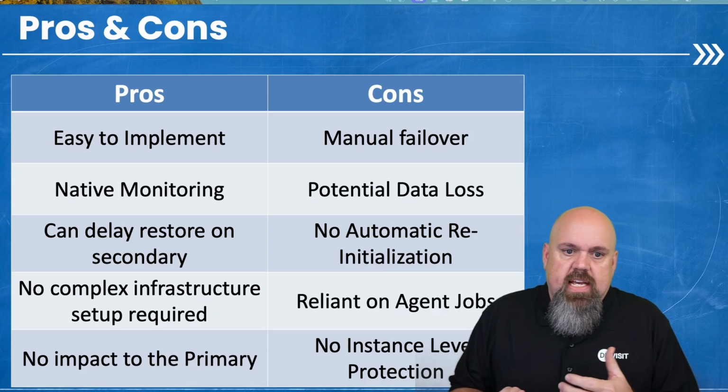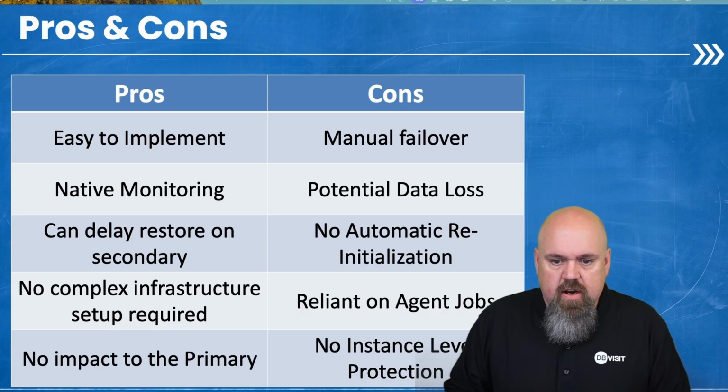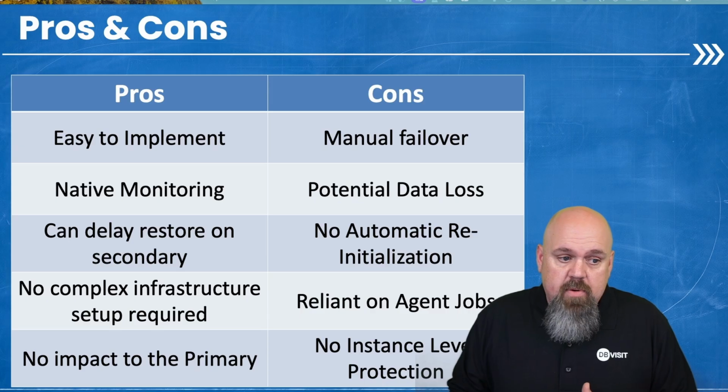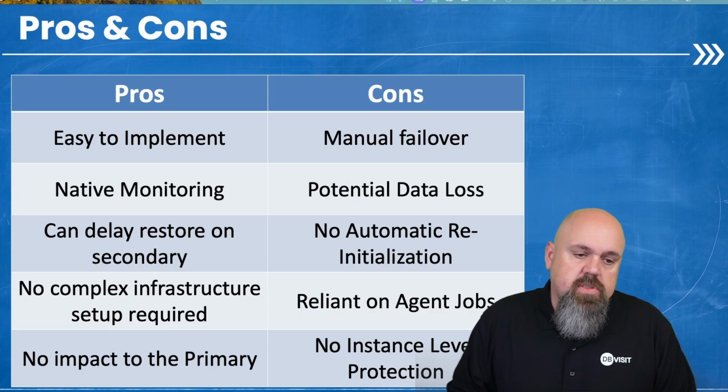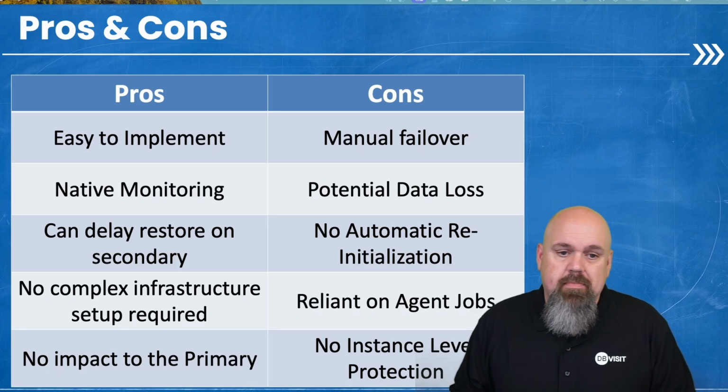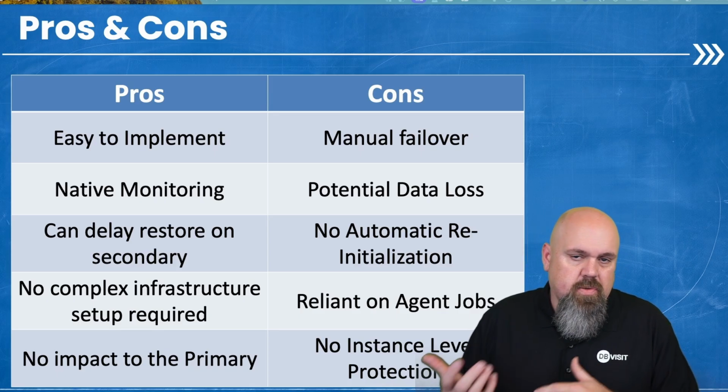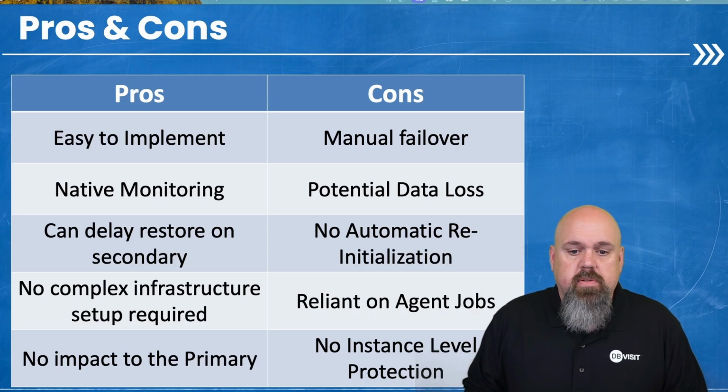I actually used the exact same instance for both the primary and the secondary. No impact on the primary. Availability groups, you can somewhat impact the primary if things get backed up. The log blocks don't get sent over to the secondaries and they don't get restored.